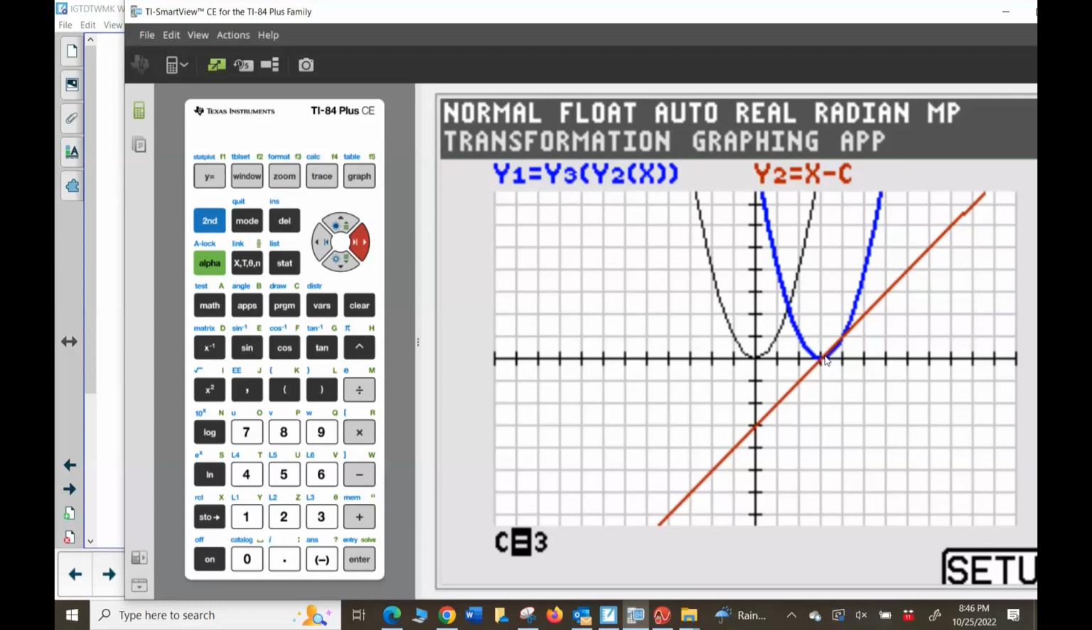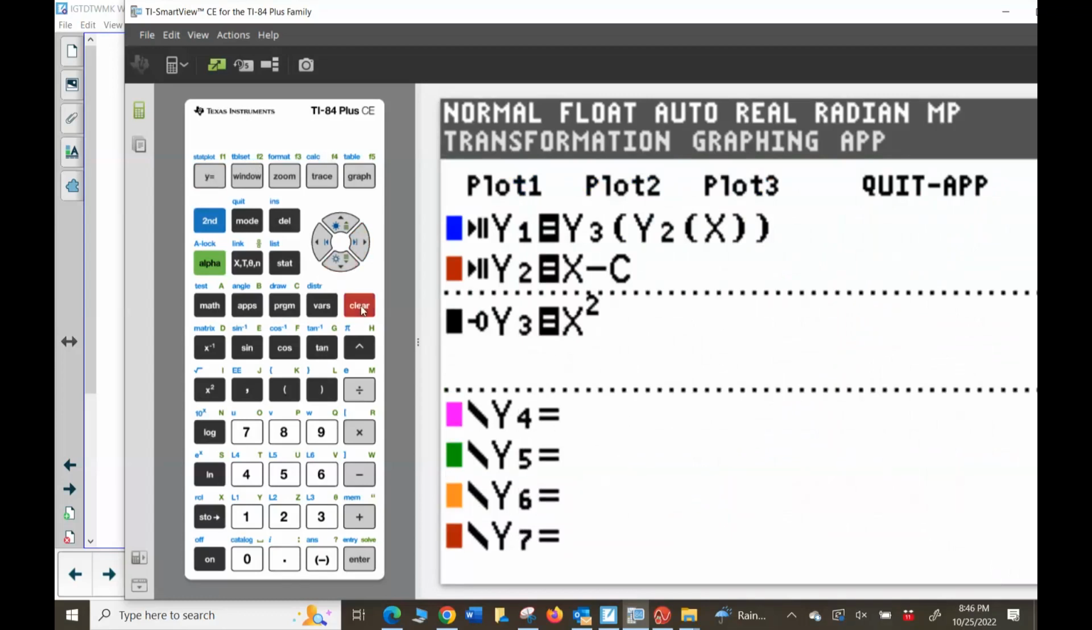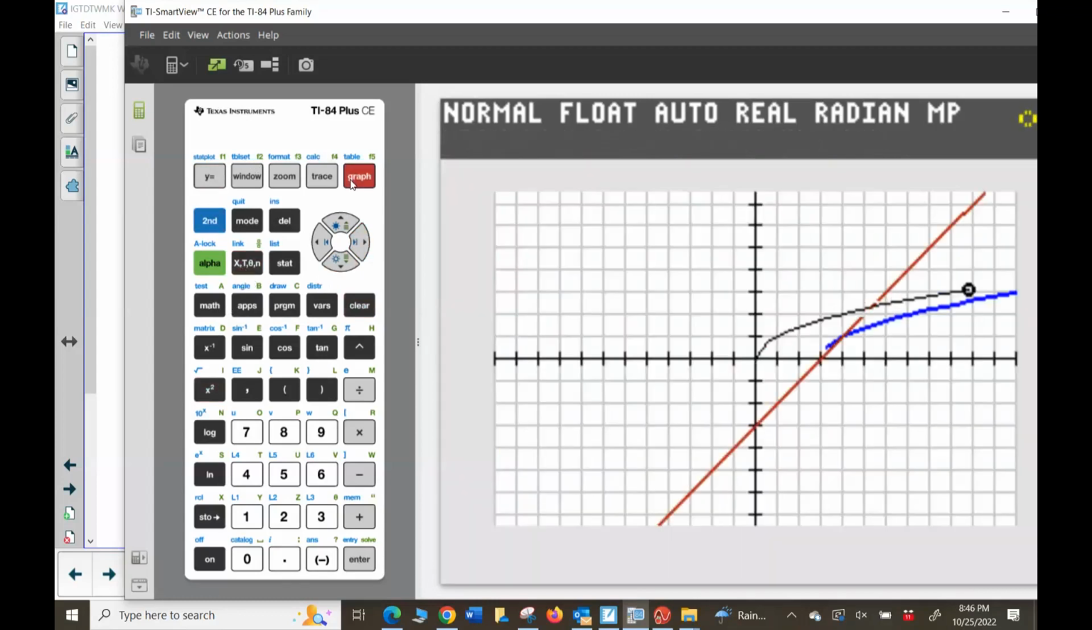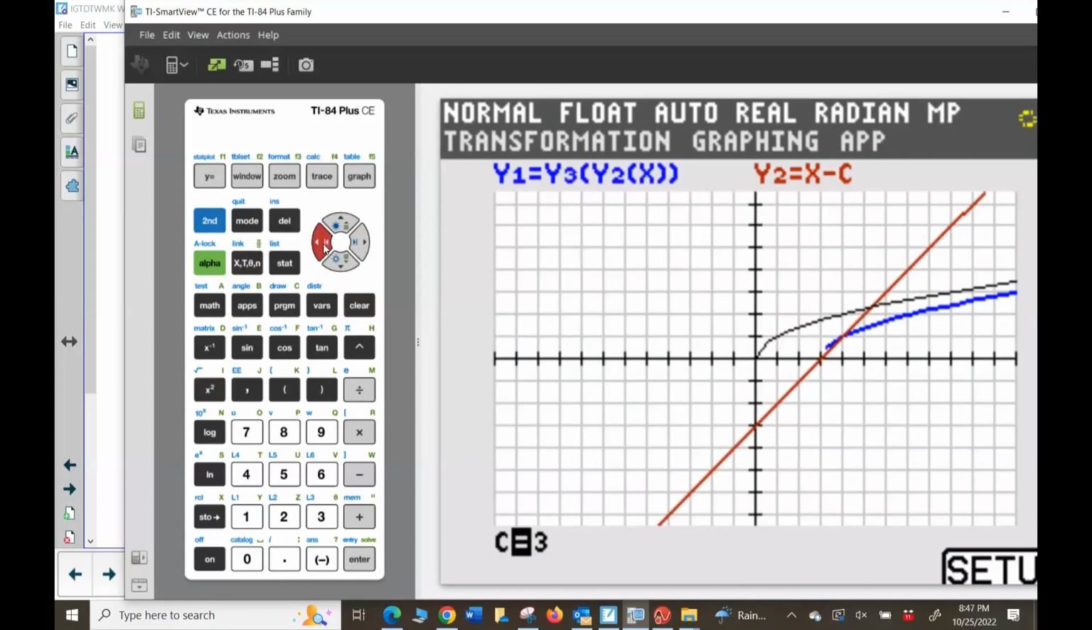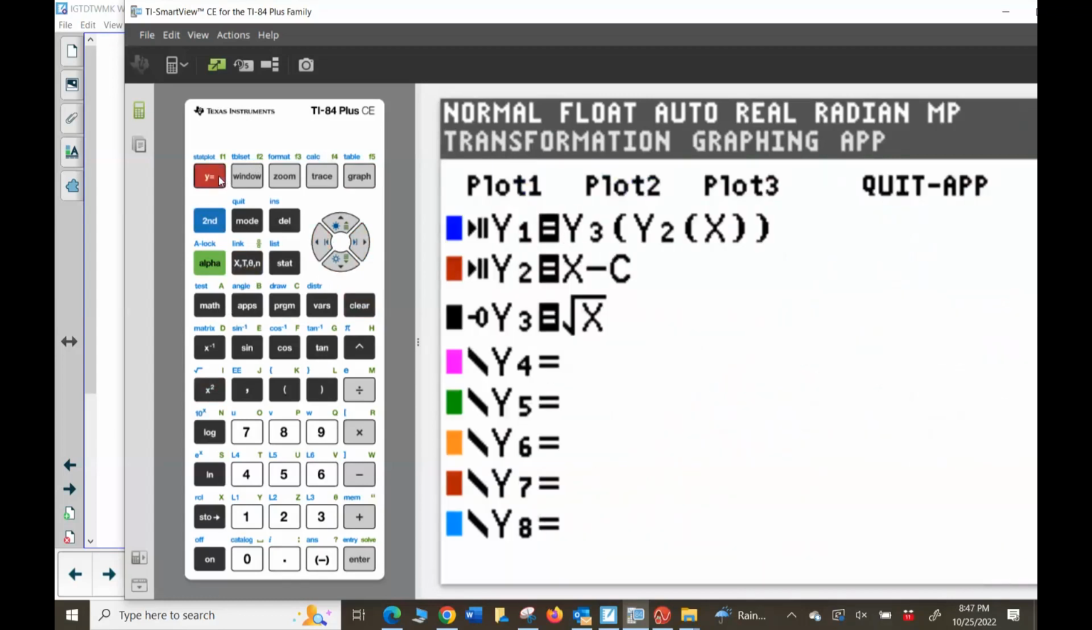And now we can start bringing in relationships and connections between transformations and what order we do them and the composition of functions. So, and then also what's kind of cool about this is it doesn't have to be x squared. Okay, I can clear this out and type in second square root of x and graph it. And now I'm going to go ahead and decrease the value. And notice all I have to do is change what's in y3, and that will change the parent function.